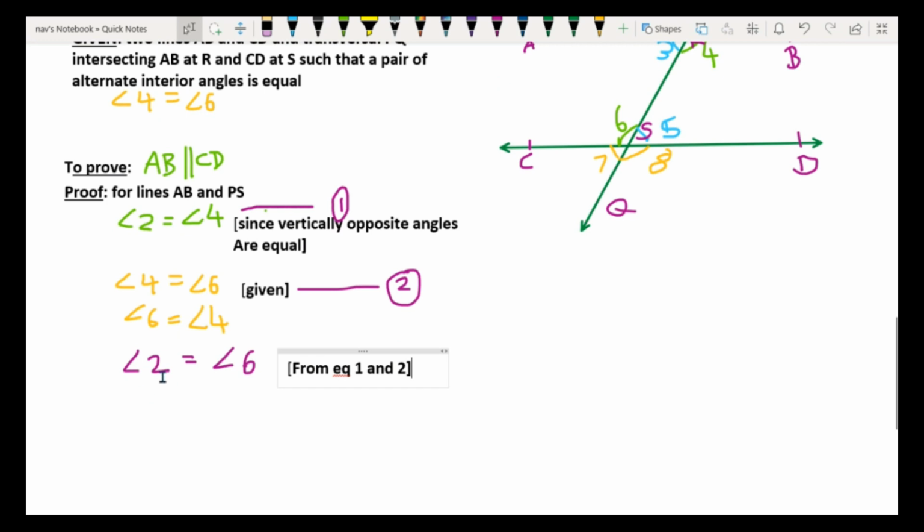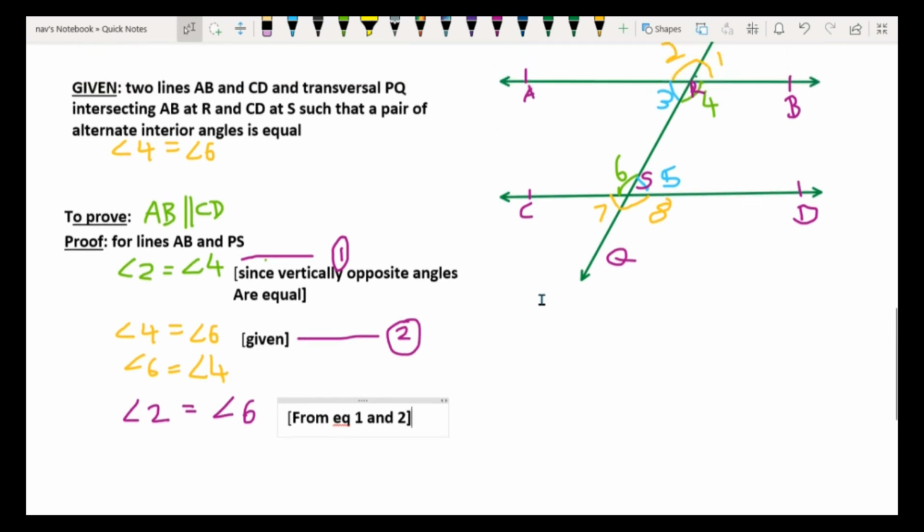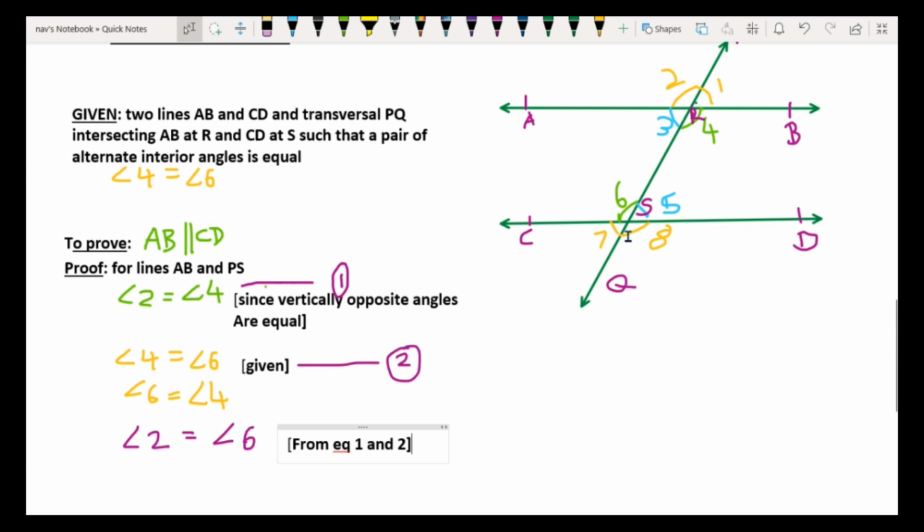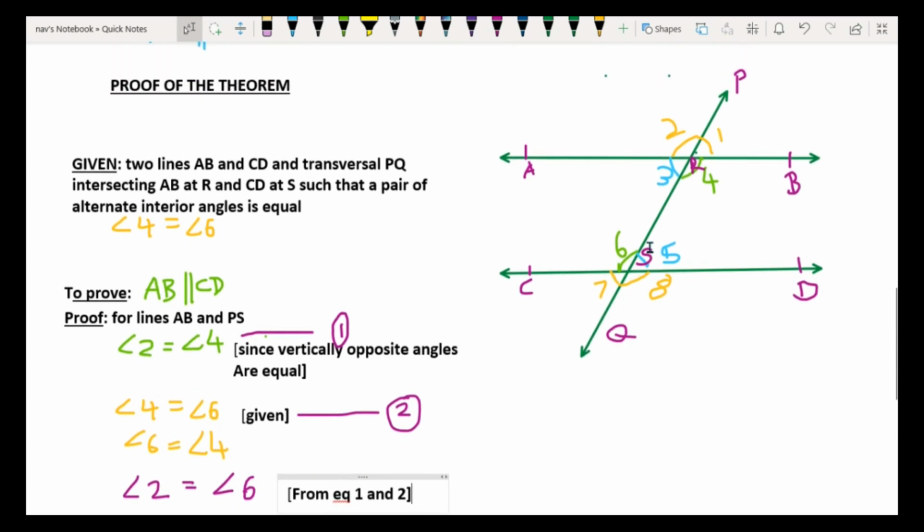Now we just proved that angle 2 is equal to angle 6. But in the diagram, what are those angles? Angle 2 and angle 6 are nothing but corresponding angles. We have learnt earlier that angle 2 and angle 6 are corresponding angles. We just proved that these two are equal.